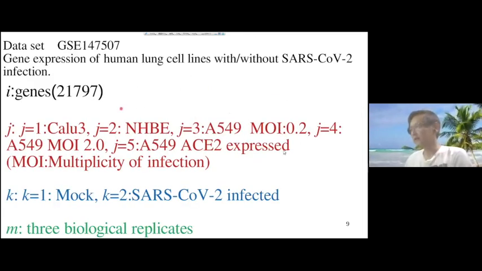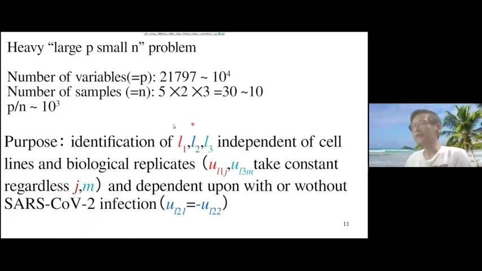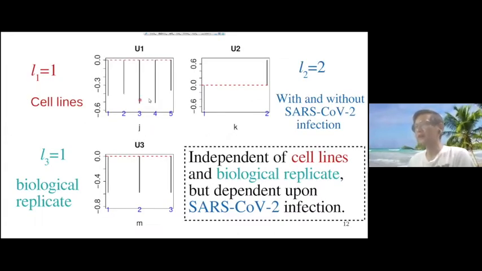This is a heavily large p small problem because the number of features is tens of thousands, while the number of samples is small, only 30. The ratio between the number of features and samples is 1,000, and this is a very difficult problem. The desired sample vector should be independent of cell line and virus replicate, but distinct between infection and non-infection. So this is the result of tensor decomposition.